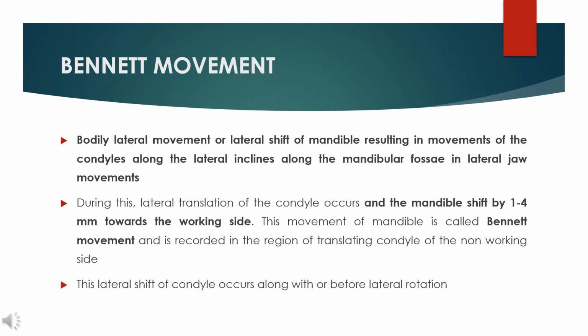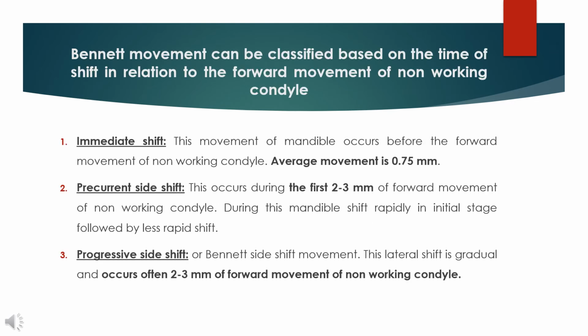side. This type of movement of mandible is called the Bennett movement, and it is recorded in the region of translating condyle of non-working side. This lateral shift of condyle occurs along with or before the lateral rotation. The Bennett movement can be classified based on the time of shift in relation to the forward movement of the non-working condyle. So it can be the immediate shift, precurrent side shift and progressive side shift.